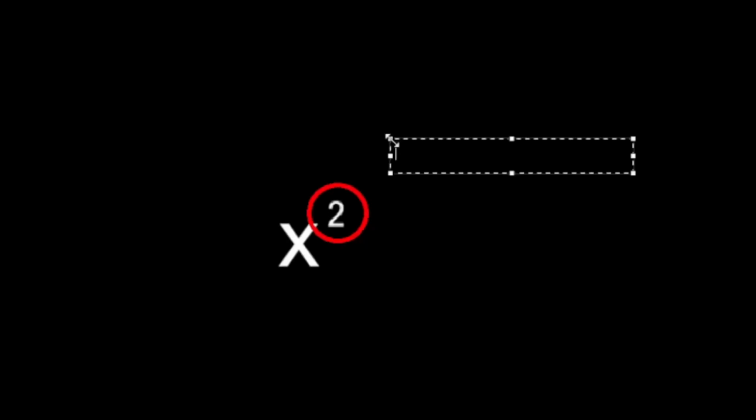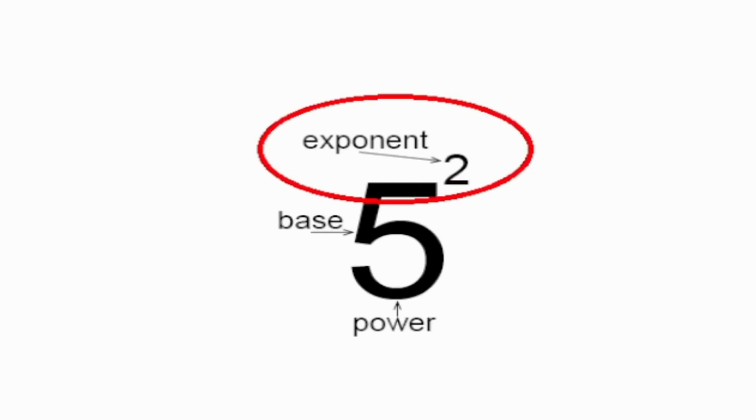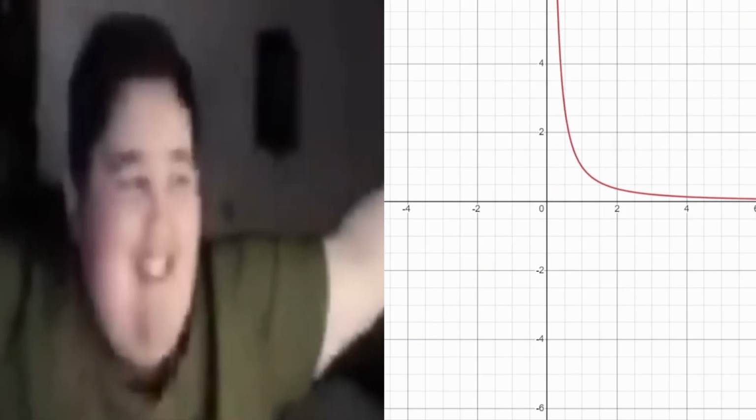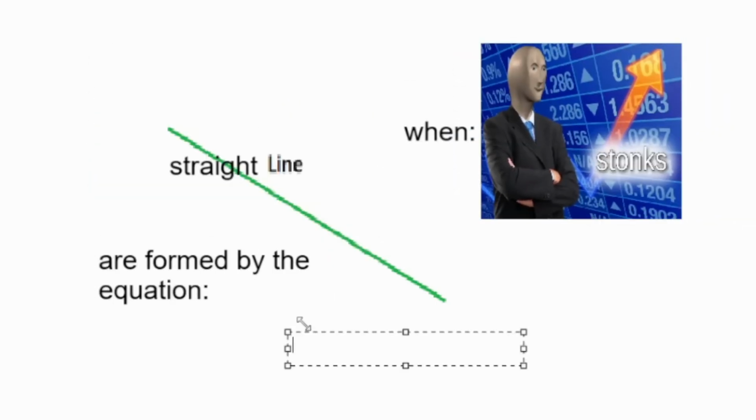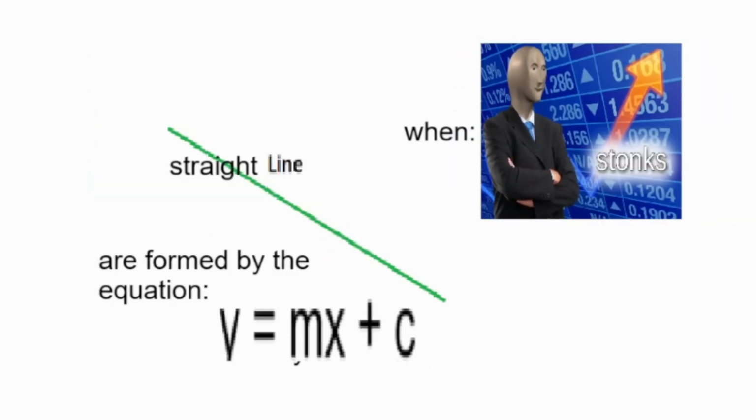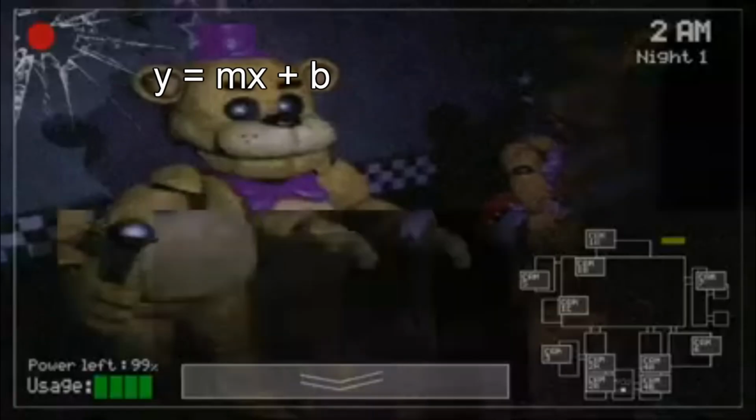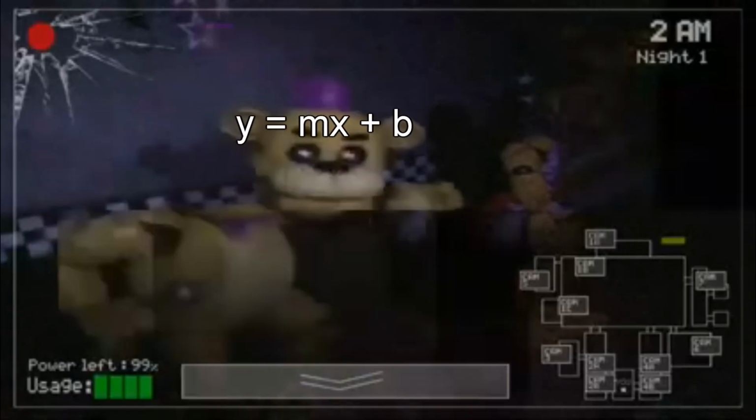But when we look at this, what the flip? What is the 2? Well, it is the exponent, a value that makes straight lines go like this. Straight lines, when graphed, are lines made by the equation y equals mx plus c. Or b if you're feeling extra quirky. The animatronic characters here do get a bit quirky at night.